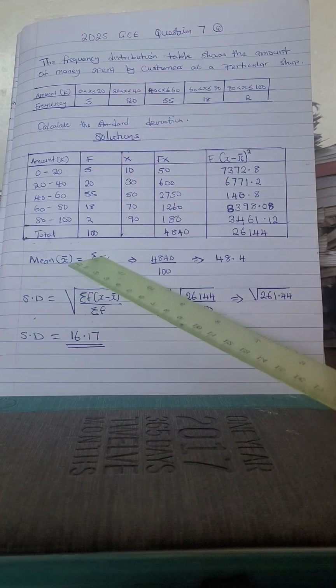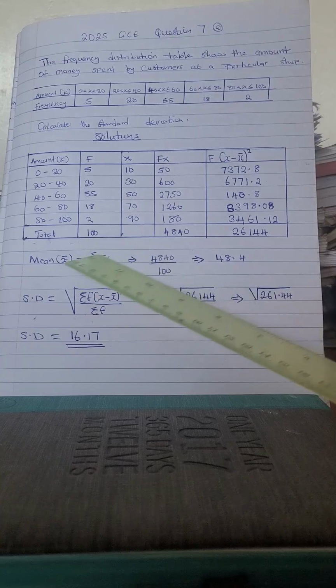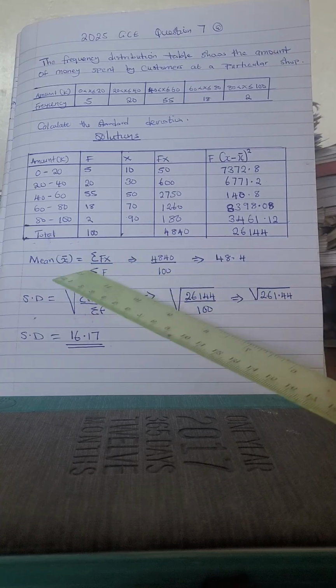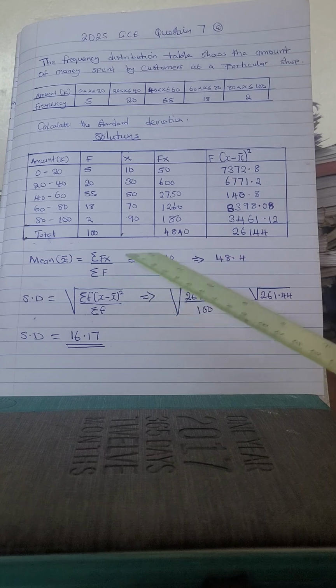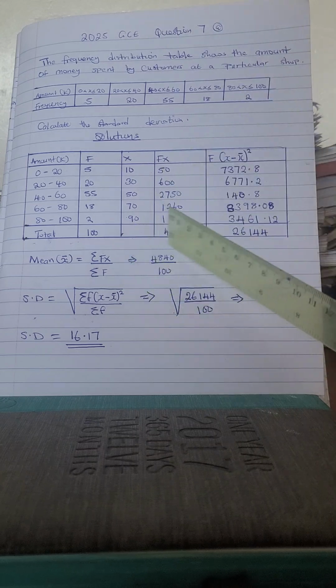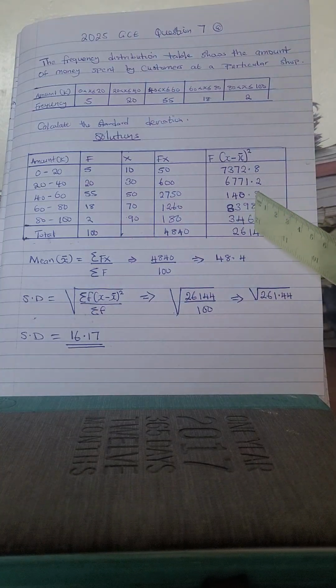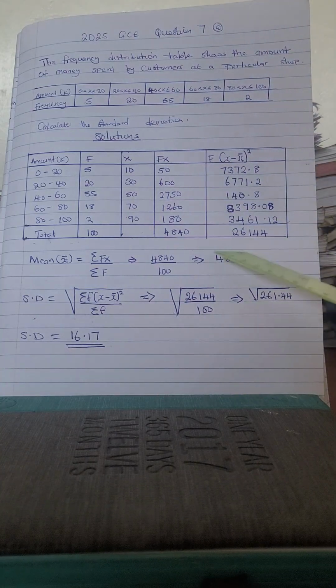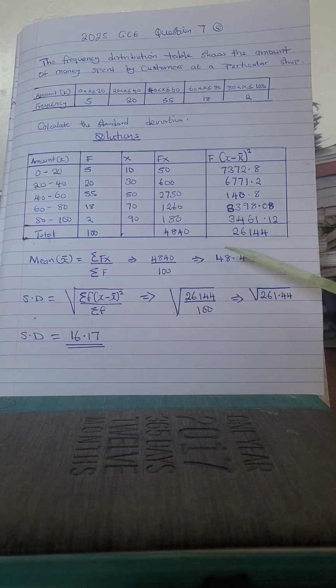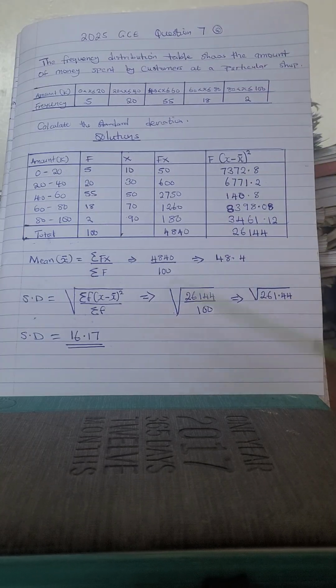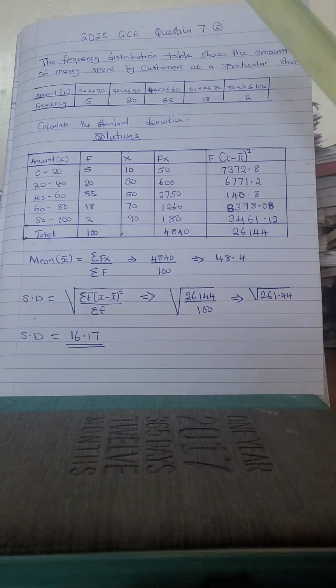So mean is equal to summation f of x over summation of f. So summation f of x is 4840 divided by summation of f is 100. So when I divide 4840 by 100, I'm going to get 48.4. That is correctly there. So this is not the standard deviation, this is the mean. Now we need to find this part here. We need to find this part before we go and find the standard deviation.